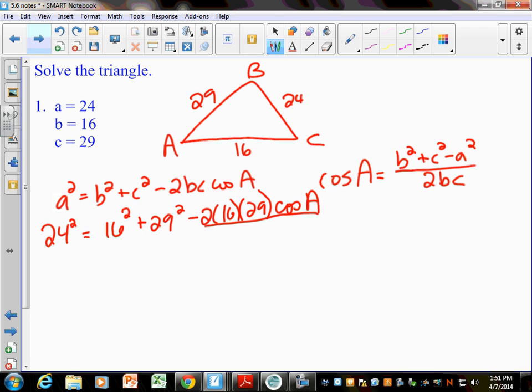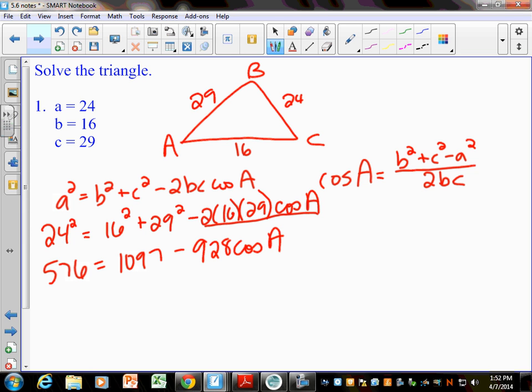I don't know how much work you want to show here. But 24 squared is 576. 16 squared plus 29 squared is 1097. Minus 2 times 16 times 29 is 928 cosine of A.